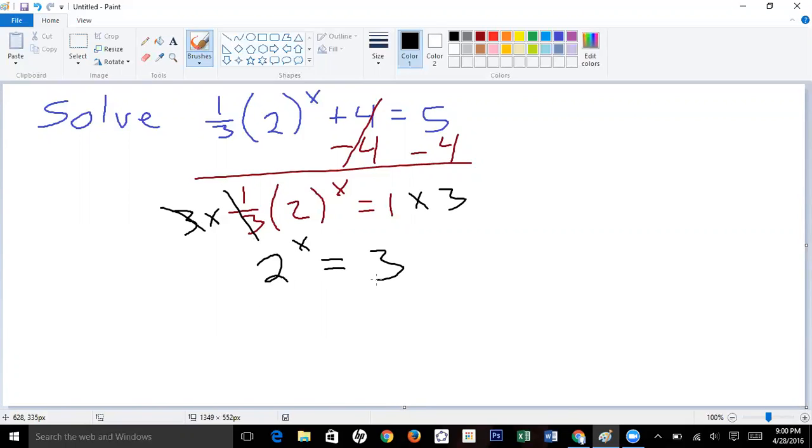Now at this point, I don't know what power of 2 gives me 3. So I need to use the inverse properties of logs and exponentials to rewrite this as a logarithm. So I'm going to take this base of 2, shift it over to the right side, but use it as a logarithm base. So this will become x on the left side and a logarithm with a base 2 of 3. The base of 2 stays the base of 2, but it becomes the logarithm base on the opposite side of the equation.